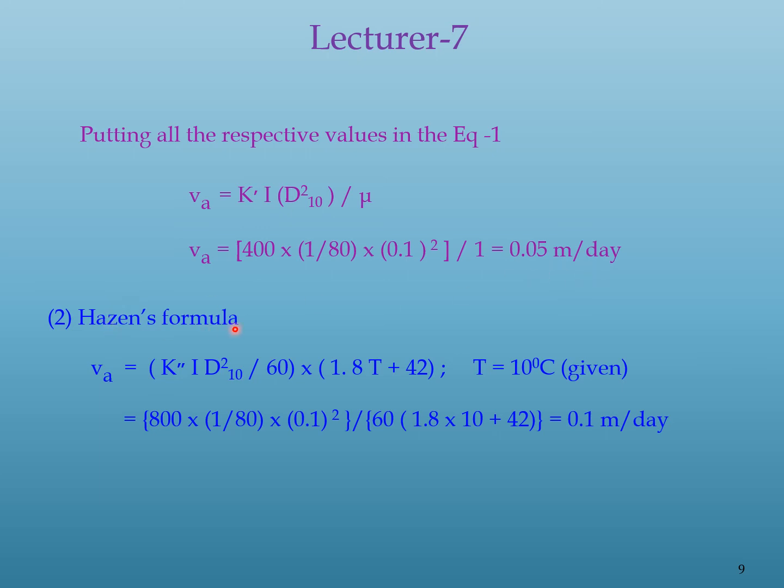Again from Hazen's formula we know velocity Va equal to K double prime into I into D10 square divided by 60 into 1.8 T plus 42. Here T is the temperature in degree Celsius, which is given in the question as 10 degrees Celsius, and K double prime is also given in the question as 800. All other values will be same as Schlichter's formula. So if we replace all these values in this equation, we can calculate the velocity Va equal to 0.1 meter per day. So these two are the velocities based on Schlichter's formula and Hazen's formula.